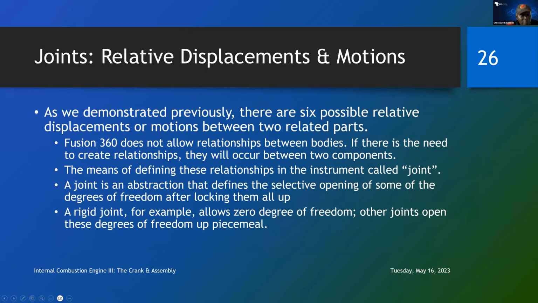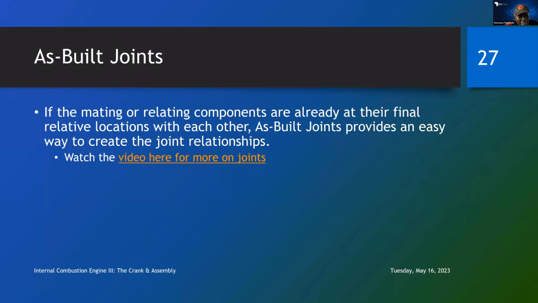Before we go on, we want to first do a demonstration of the easiest way to create a joint. If the mating or relating components are already at their final relative locations with each other, an as-built joint provides an easy way to create the joint relationships. By the time you get to this point, if you click on this, it will take you to an Autodesk video, which gives you another view of joints.